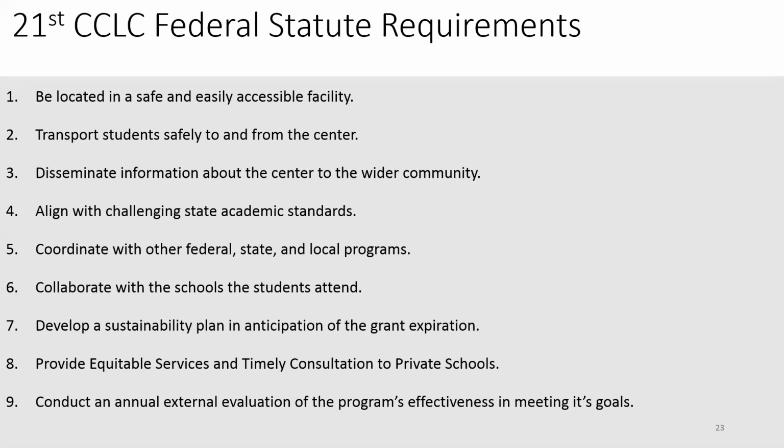This is something that you'll get points for in your rubric, to really start thinking about this now, about what that will look like in year 5 or 6 as far as sustainability. Or maybe even year 2, 3, 4, and how you can increase the community collaboration and your in-kind partnerships over time, so that by the time you get to year 5, you're ready to sail. Programs must provide equitable services and timely consultation to private schools.